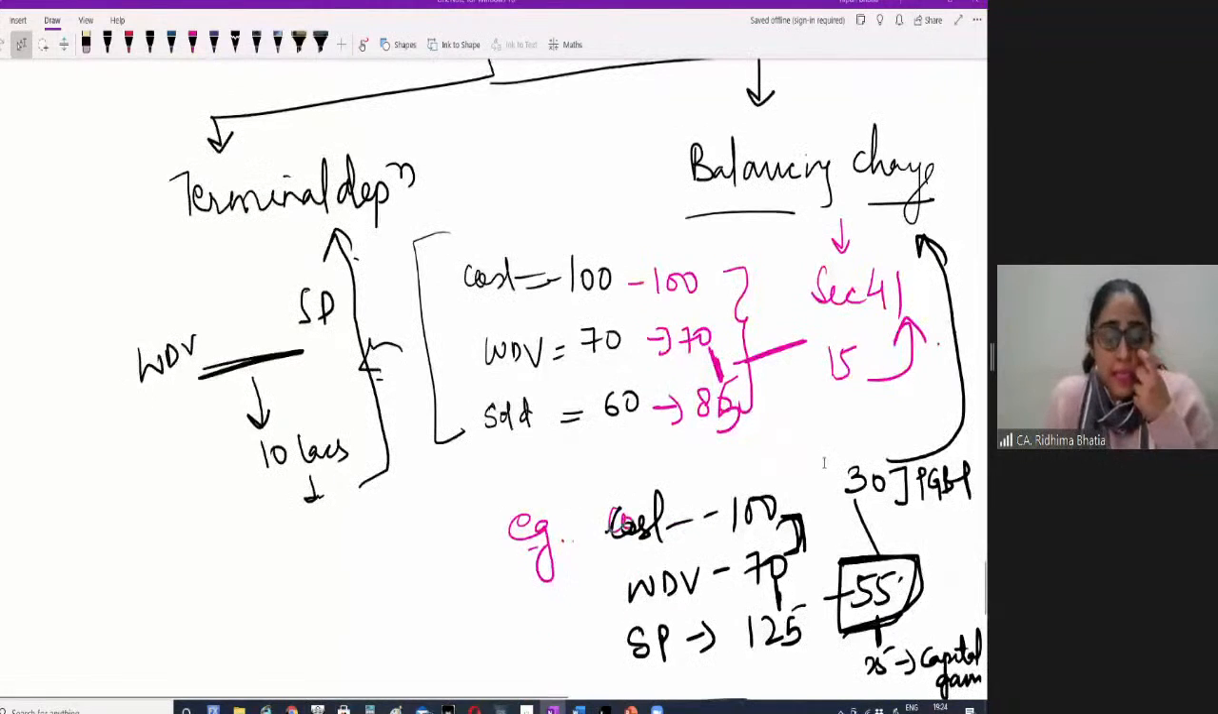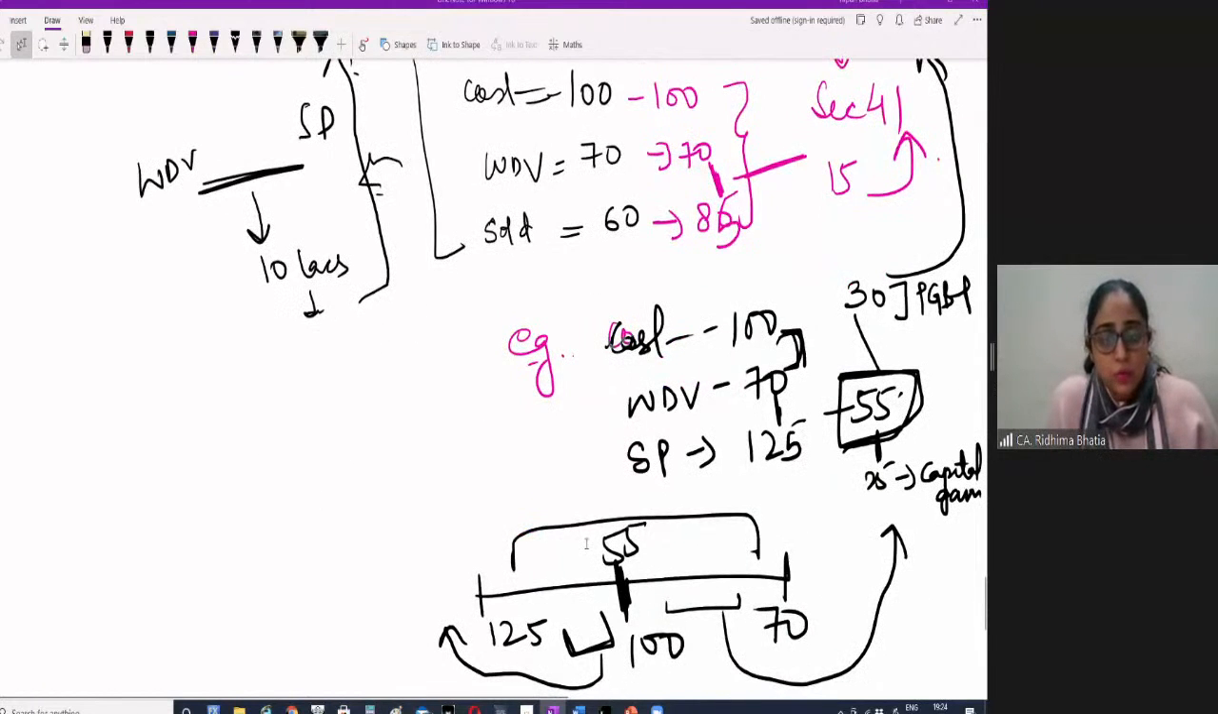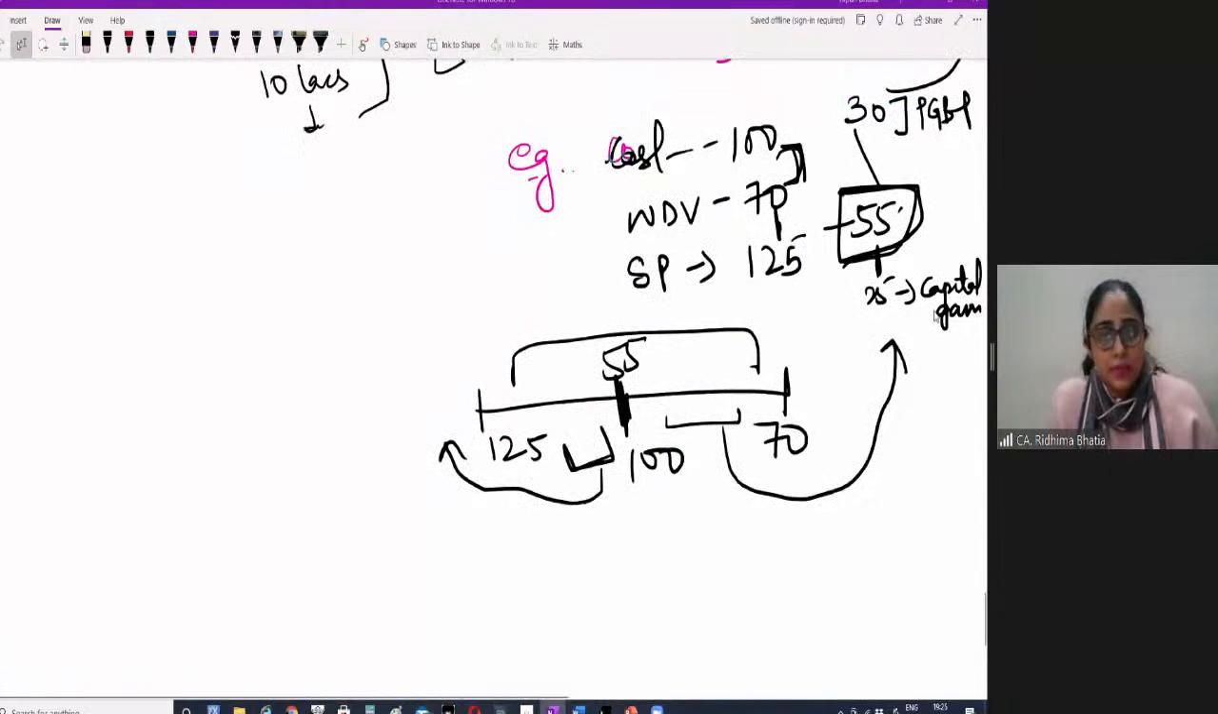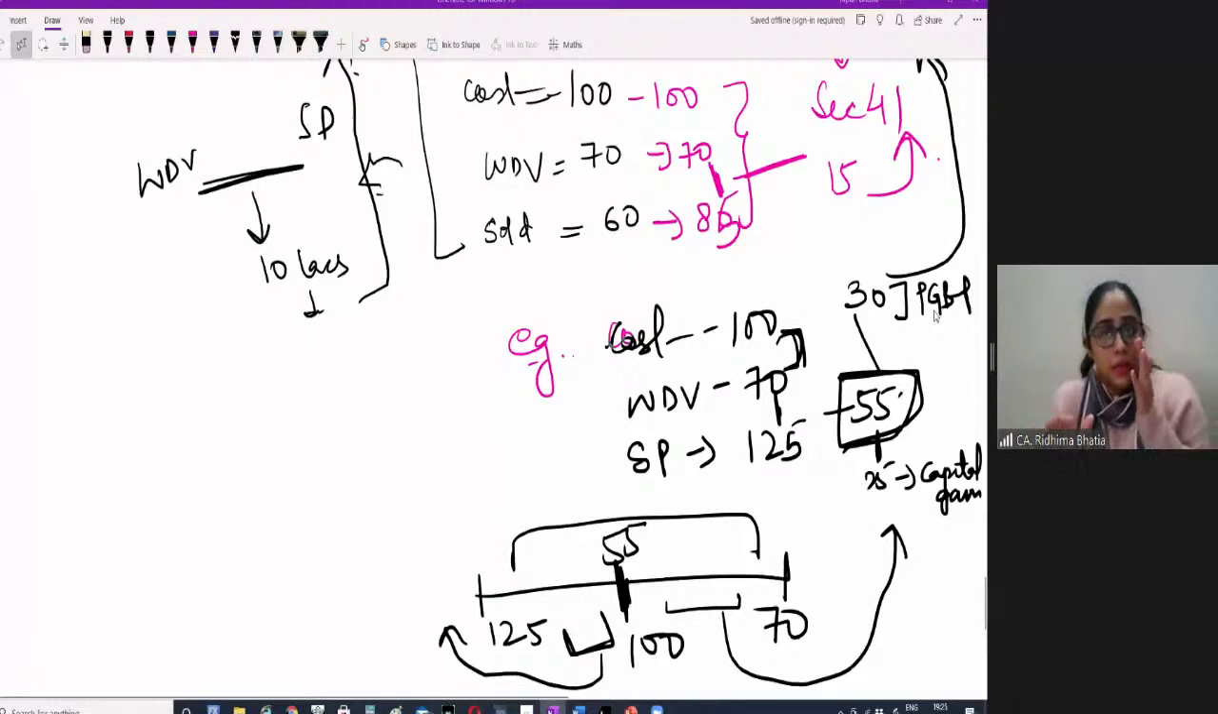Now, if I'm selling my asset over and above the cost, not over and above the WDV, but over and above the cost itself, then what will happen? The total gain would be divided into two parts: my business income and my capital gain income. Business income would be to the extent of the cost, and over and above the cost will go to the capital gain. To the extent of cost would go into PGBP income as balancing charge, and over and above the cost, which is 25, would go as my capital gain income. The reason is that in my business income, I can only take the income to the extent of expenses which I claimed, which is the depreciation which I claimed during the previous years.